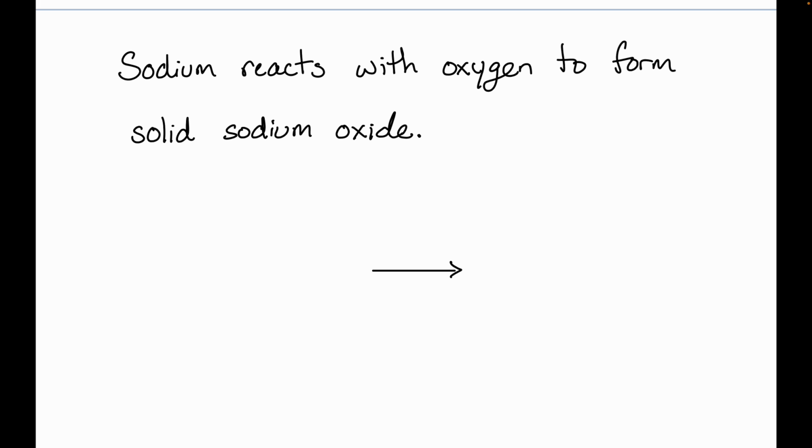Okay, so first of all, what are our reactants in this reaction here? Sodium. So that's a reactant. What's another reactant? Sodium reacts with oxygen, so that's another one of my reactants. Okay, and then what's my product here? That's sodium oxide.